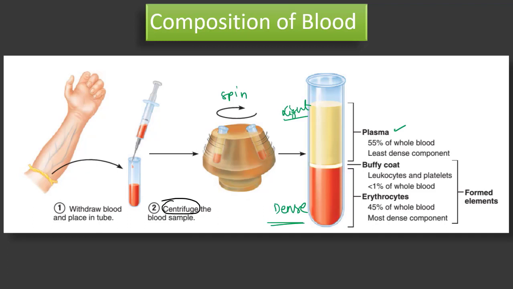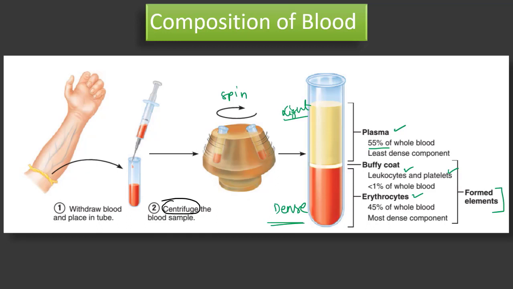Now the plasma consists of around 55% of the whole blood, and of course it is the least dense component. The denser ones, as I said, will settle towards the bottom, and that is going to consist of the formed elements. Now what are the formed elements? That consists of the leukocytes, platelets, and the erythrocytes. In simple terms, the WBC, platelets, and RBC.